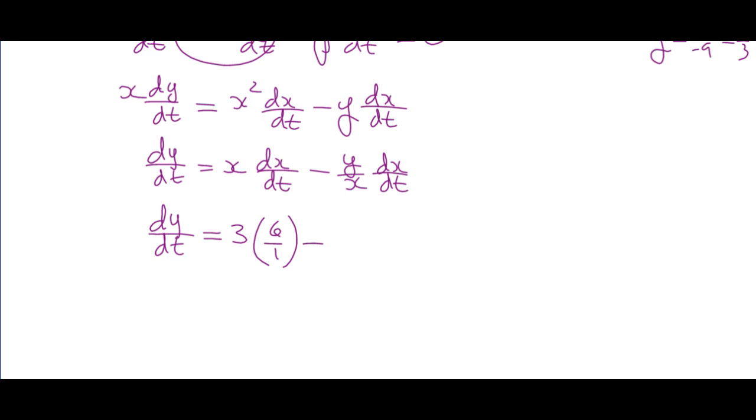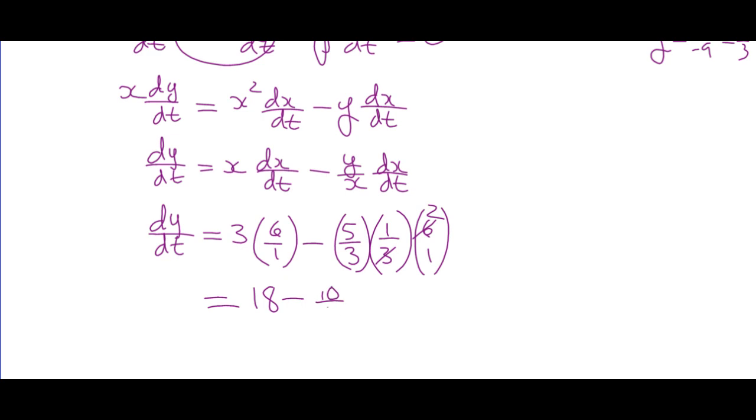And we've got, what was that, 5/3? We're dividing by x, so let's multiply by 1/3. And dx by dt is 6. So we get 18 minus 10 thirds. Uh, 54 thirds minus 10 thirds, so 44 thirds.